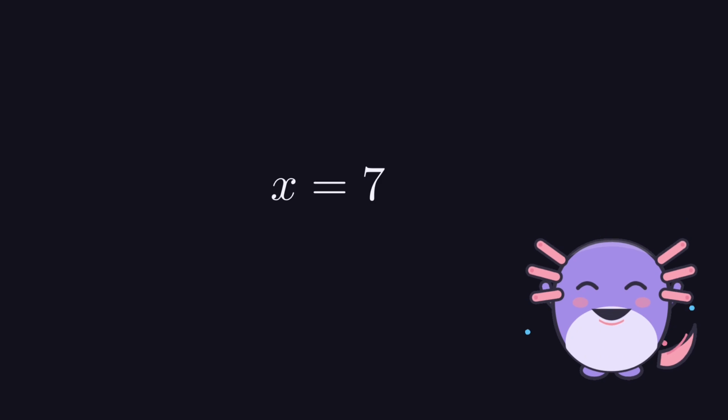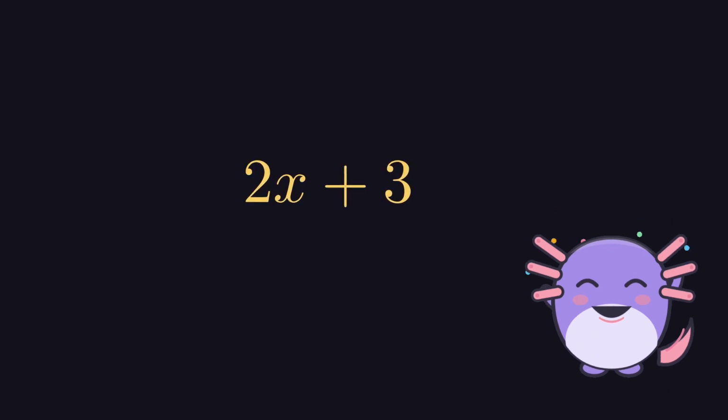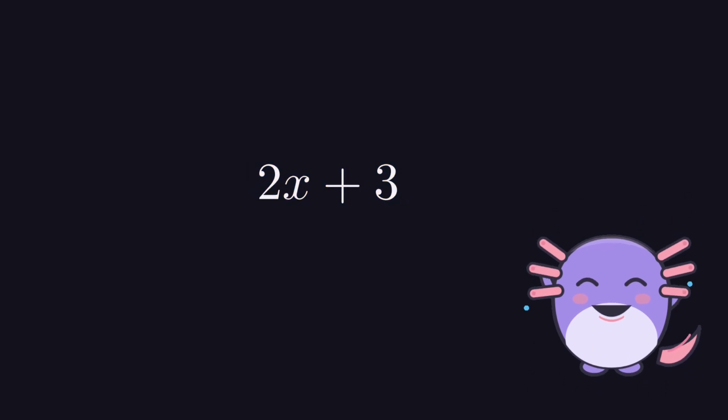The real power appears when we drop variables into expressions. Take this one, 2x plus 3. Notice that this is a rule, not a single number. It tells us exactly what to do. Take your value of x, double it, and then add 3.